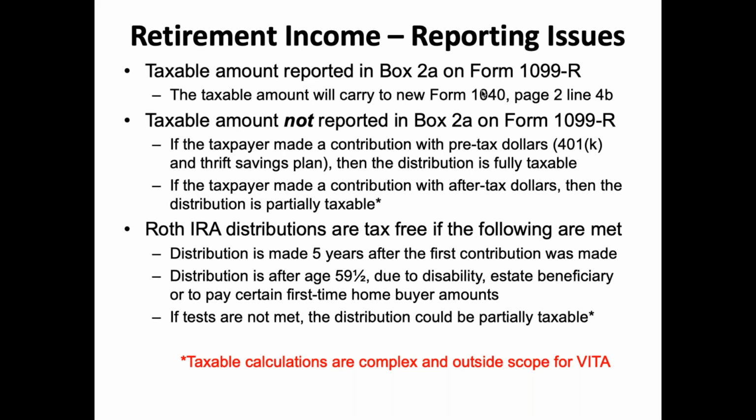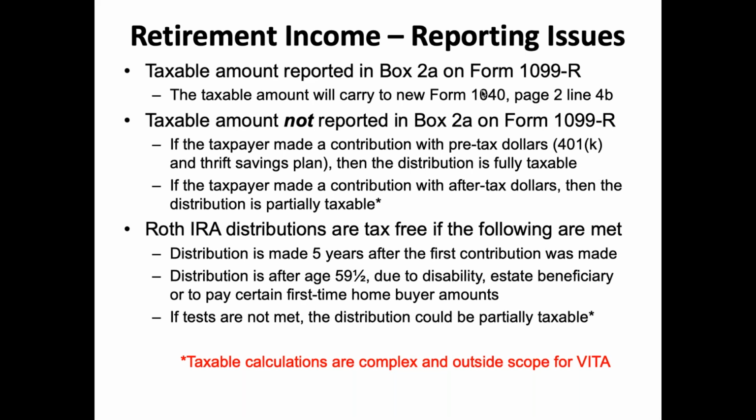So the situation we're talking about here, if there's nothing in box 2A, then typically TaxSlayer will treat the entire amount in box 1 as taxable. If there's any other issues with that, we can certainly talk to the taxpayer and may need to have some follow-up. Now, the other situation we take a look at for retirement would be for Roth accounts.